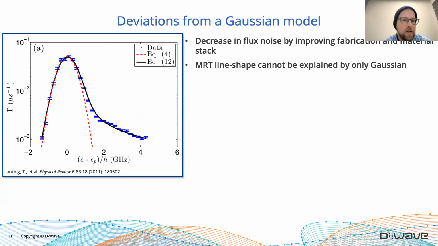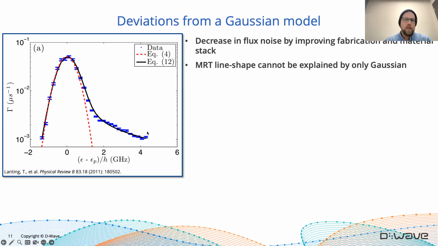A few years later, D-Wave Systems was able to decrease the amount of noise that the qubits were seeing. What was interesting was that when we measured our MRT spectrums, the Gaussian model wasn't fully able to capture the tunneling dynamics that we were measuring. The dashed line here is just the Gaussian model, and you can see that we have this tail that extends to higher biases.